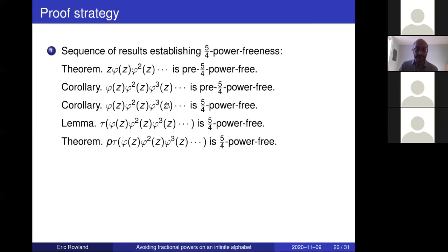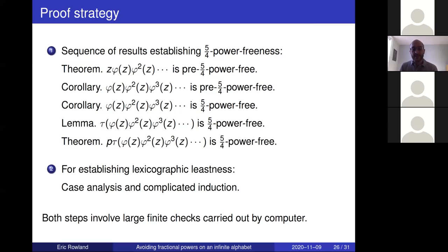So that's easy. But then there are two remaining steps, which are that once you apply the coding, right, the coding forgets the subscript. So you have to show that you don't introduce any 5/4 powers once you apply the coding. And then you have to tack on this prefix at the beginning of the word and show that that still doesn't introduce any 5/4 powers. So this was quite complicated for this word.